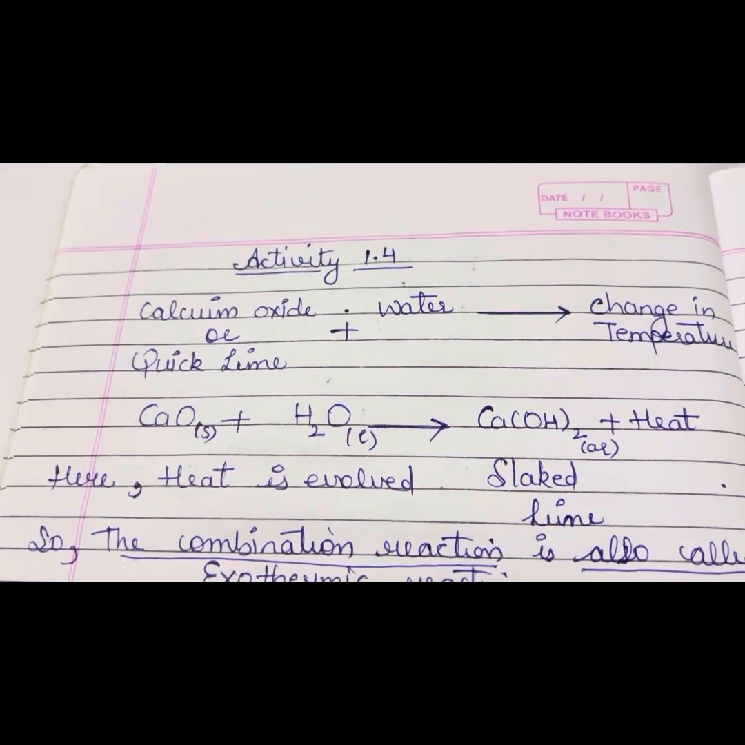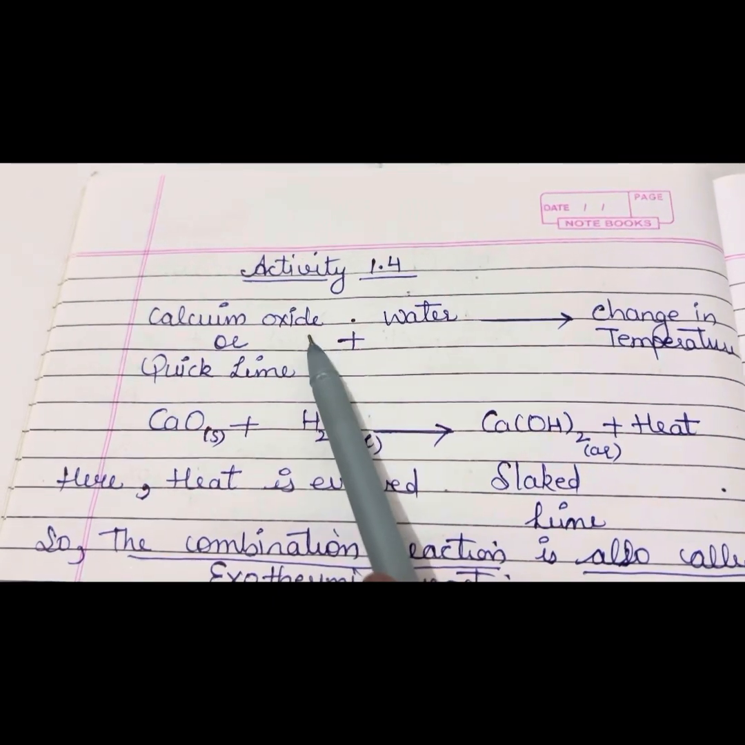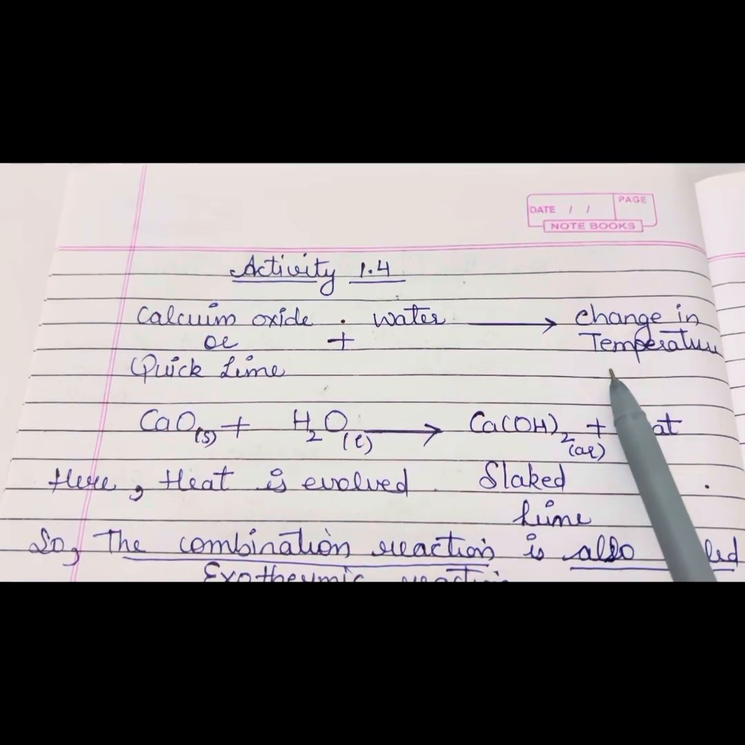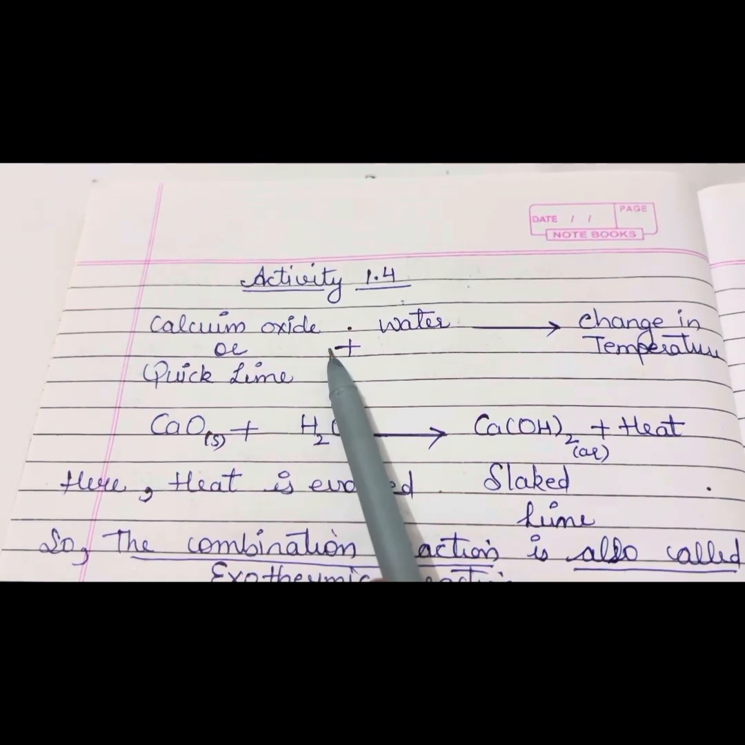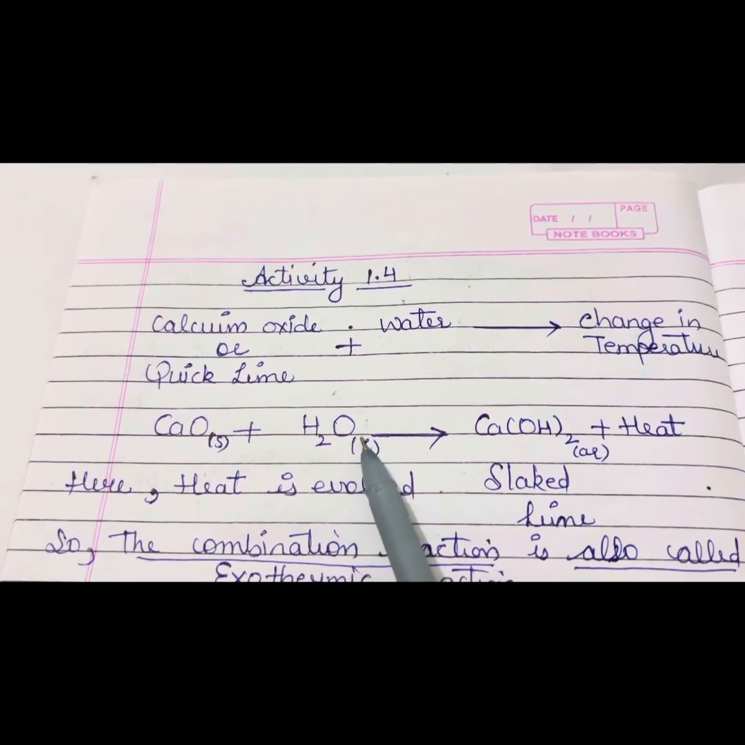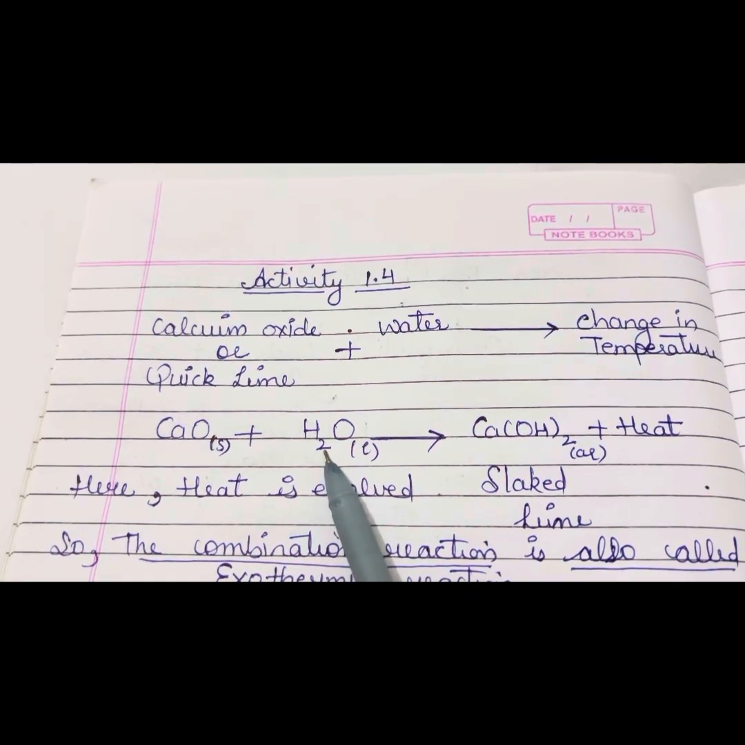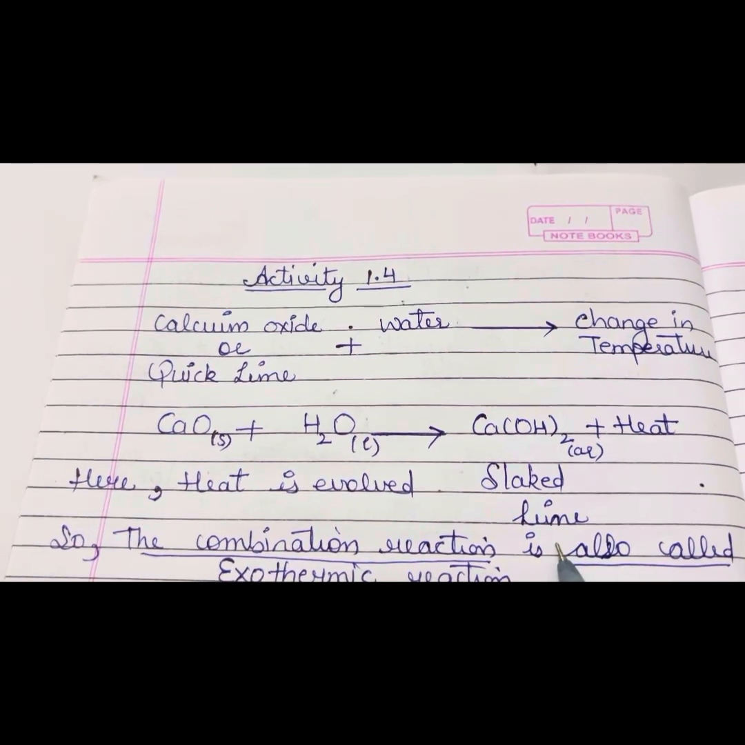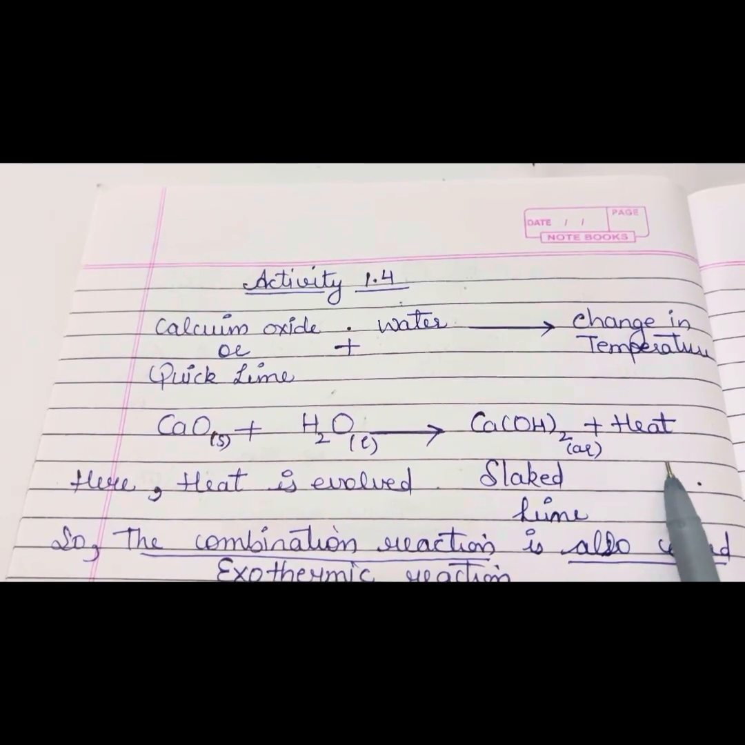We come to activity 1.4. According to activity 1.4, we have been given calcium oxide, which is also known as quicklime. When this quicklime reacts with water, there is a change in temperature along with the formation of the product. In this case, calcium oxide, having formula CaO, reacts with water, H2O. Then a combination reaction takes place. It will form calcium hydroxide. The other name for calcium hydroxide is slaked lime, plus heat. That means in this case heat is evolved.